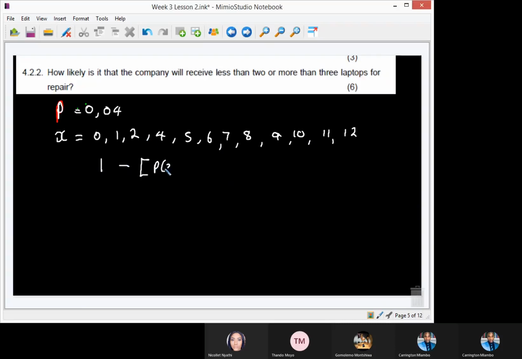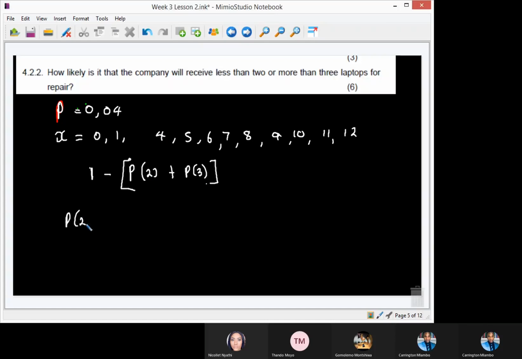Probability of less than 2. There is no 2 here, sorry for that. It's probability for less than 2. So it's 0, 1, then 4. Okay, so the easier way is 1 minus probability of 2 plus probability of 3. If we remove 2 and 3 from 12, we will remain with 0, 1, 4, 5, 6, the ones that we want. So let's find probability for 2, then probability for 3.